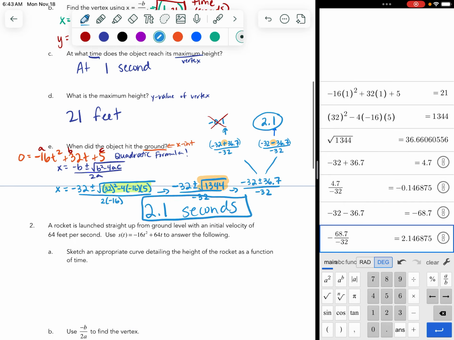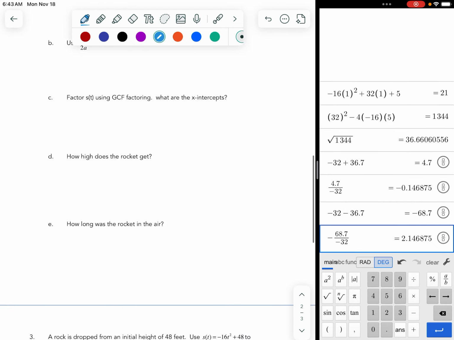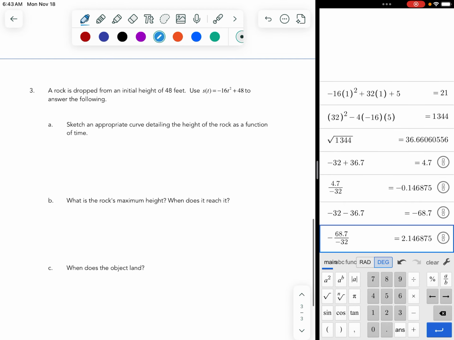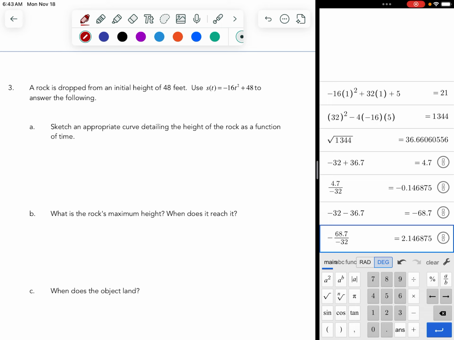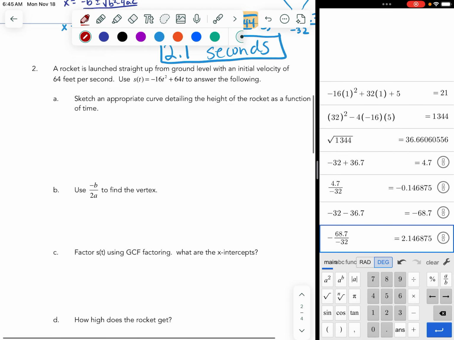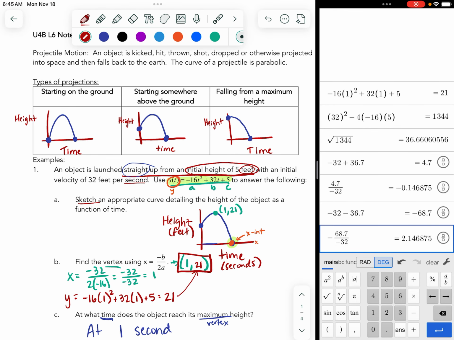Just for time's sake, maybe tomorrow we'll do number 2, but I'm going to skip down to number 3, and let's just do a different situation. Okay, so this one, a rock is dropped from an initial height of 48 feet. It's not going up from that, okay? It's just being dropped from a height of 48 feet. And then you have a function. Sketch an appropriate curve detailing the height of the rock as a function of time. So pick which of the 3 you think this one would be.